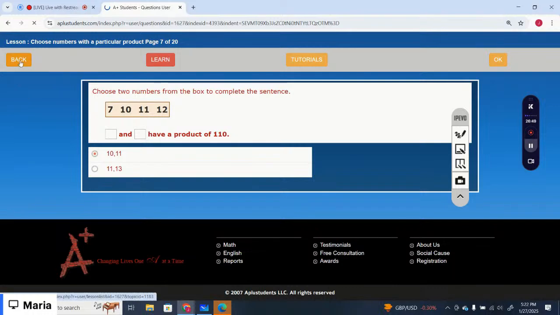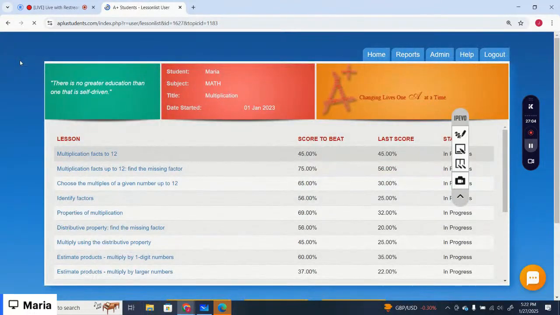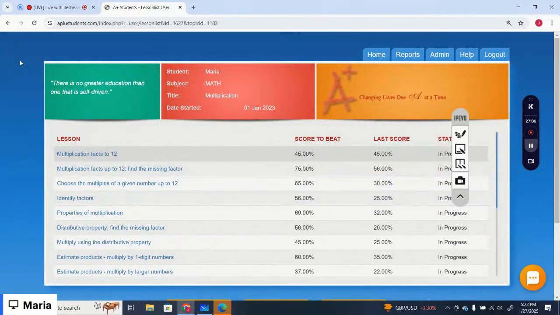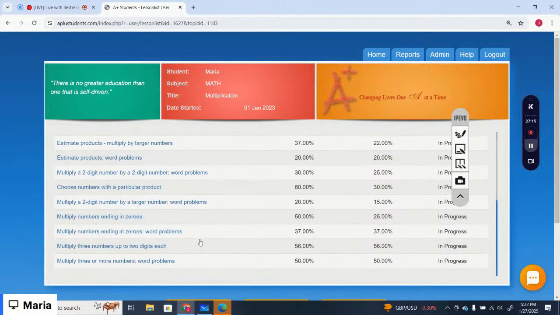Okay, you can complete the lesson by yourself later today. Let's just move on to next lesson. The next lesson is multiply numbers ending in zeros.